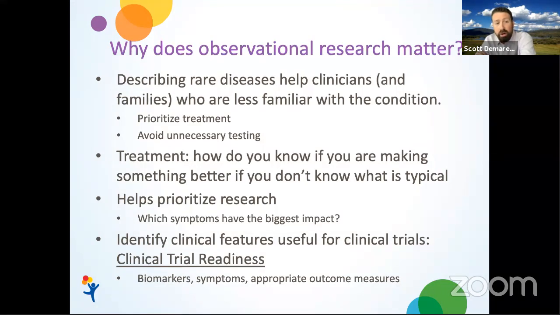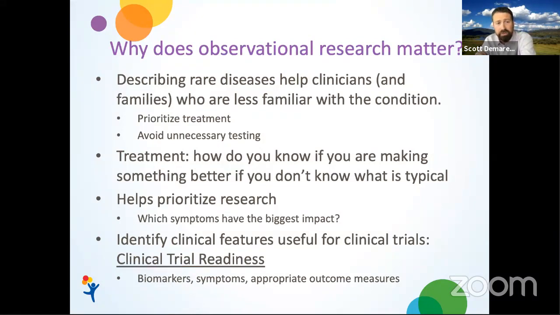Treatment, how do we know if we're making a difference on something if we don't know what's typical in patients with CDD? So a natural history study tells us what is typical for patients with CDD and what's the range of typical. And if we don't have a good answer for that, it makes it hard for us to have a really good interventional trial and change the course of that disease.